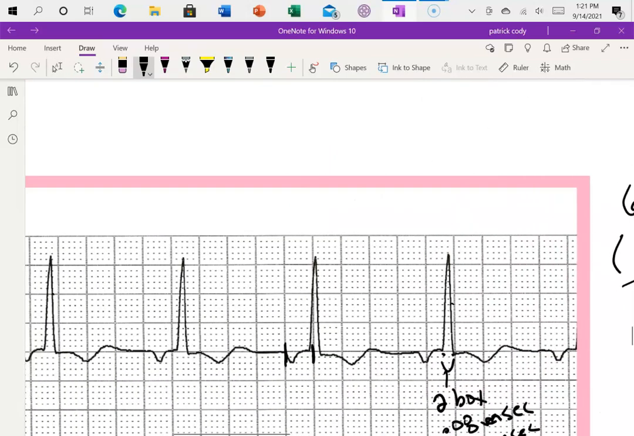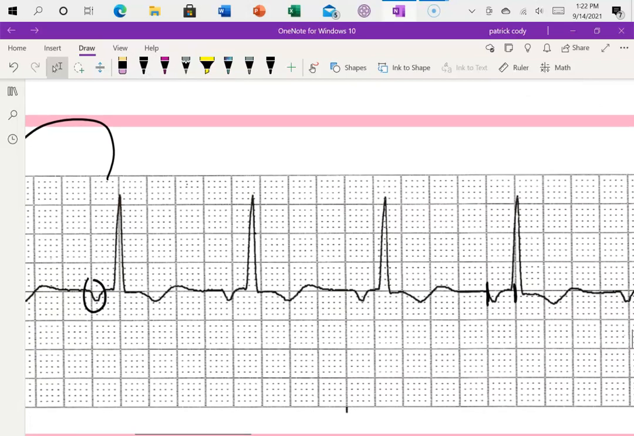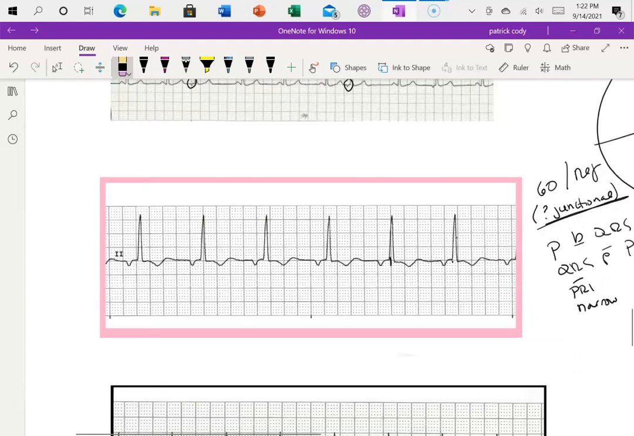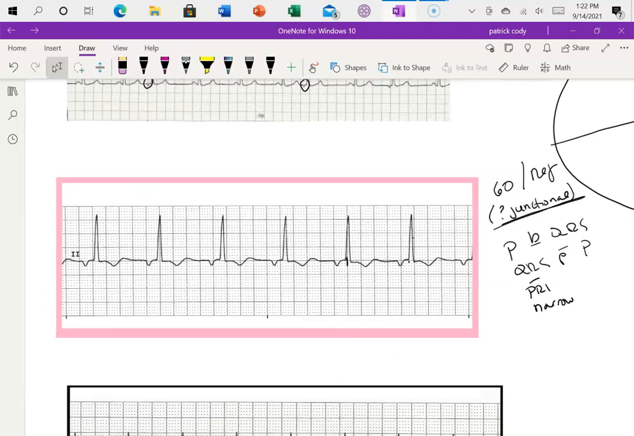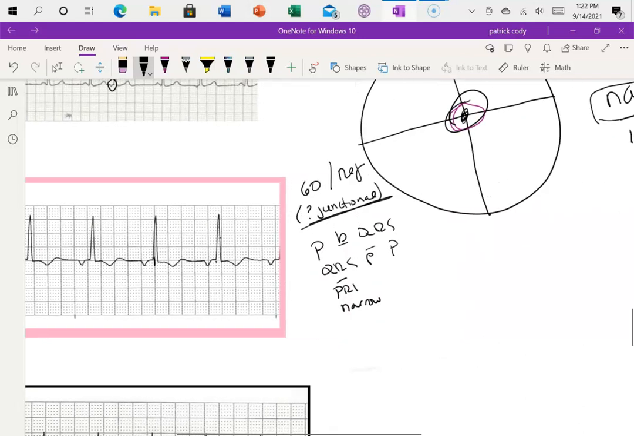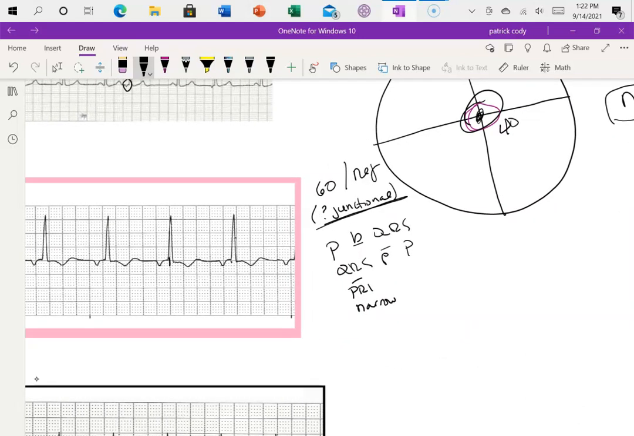Okay, so this is a junctional escape rhythm, and the reason I'm saying it's escape is because you don't get a junctional rhythm until everything in the atrium has decided it's not working. I'm going to call this one junctional escape because it's in that intrinsic rate of the junction. Remember, the intrinsic rate for the junction is 40 to 60, right? So as long as it's in that intrinsic rate, we'll call it junctional escape.